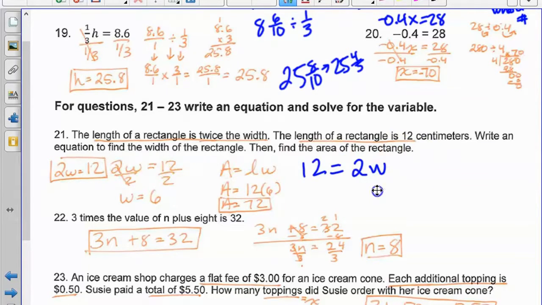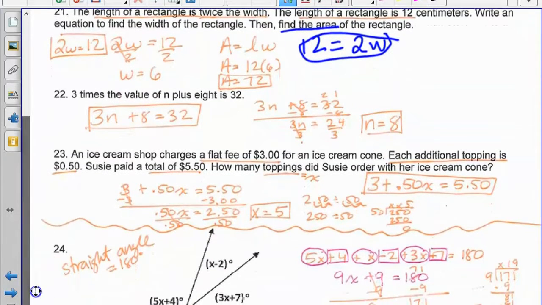Write an equation to find the width of the rectangle. This equation will help you get it. 12 equals 2w, or 2w equals 12, same thing. So I divide both sides by 2. I get w is equal to 6. Then it says, then find the area. So area is length times width, so I know my length is 12, width is 6, 12 times 6, 72. Again, you will see a question extremely like that on your test, so make sure you're doing what you need to.